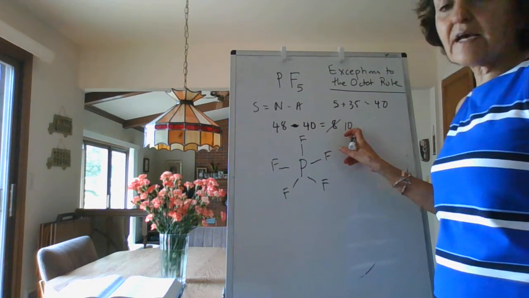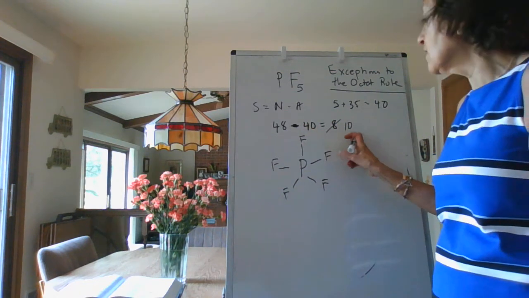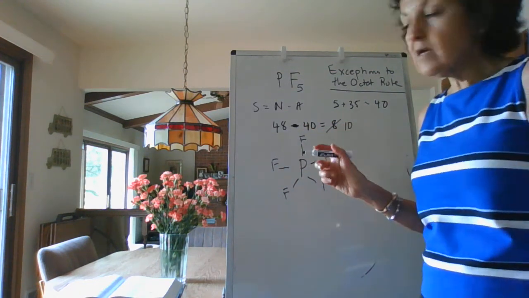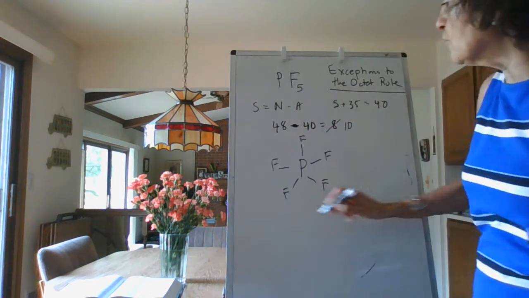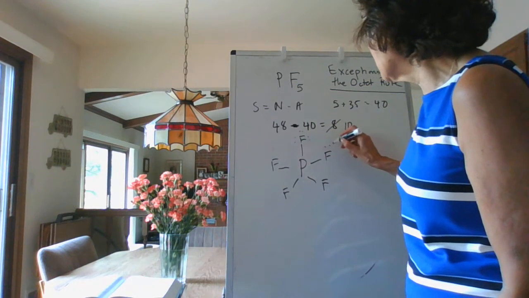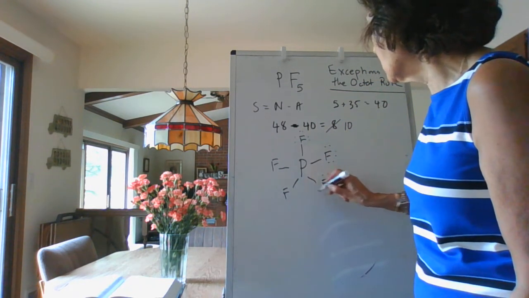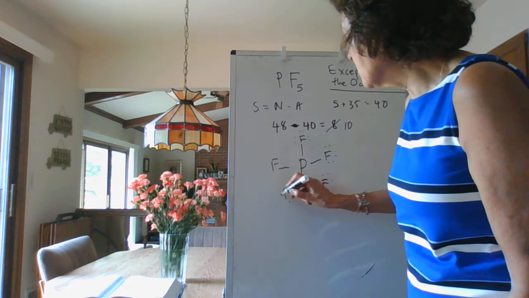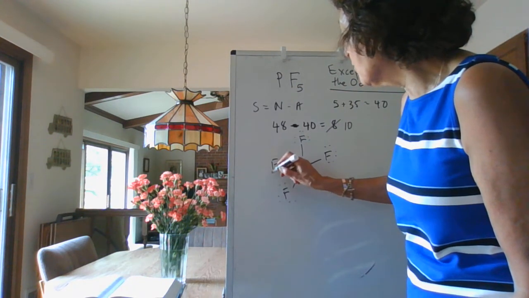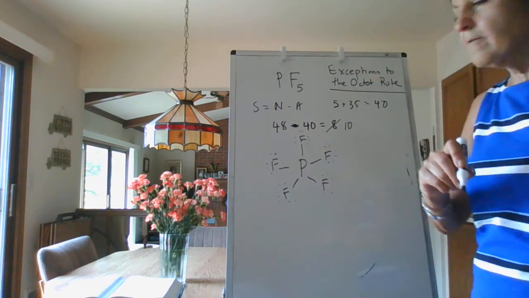40 minus 10. Now it's not going to be 40 minus 8 anymore. It's going to be 40 minus 10. 40 minus 10 is 30. So I distribute the 30 all around. 1, 2, 3, 4, 5, 6, 7, 8, 9, 10, 11, 12, 13, 14, 15, 16, 17, 18, 19, 20, 21, 22, 23, 24, 25, 26, 27, 28, 29, 30.